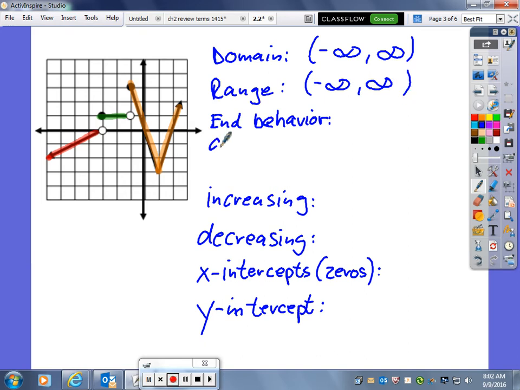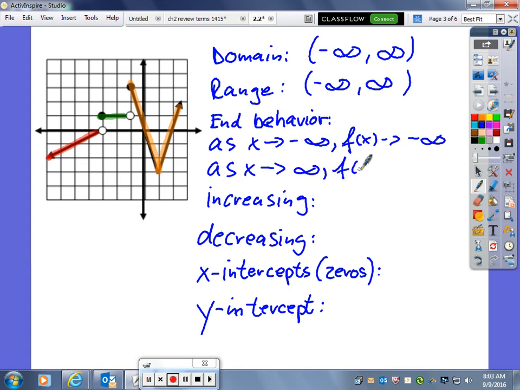The end behavior. As x goes to -infinity, f of x also goes to -infinity. And as x goes to +infinity, now on the right, f of x goes to +infinity.